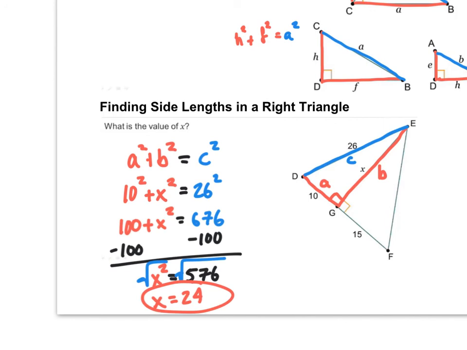And now here's the cool thing. Now that I know that this length is 24, notice how I have another right triangle here. And I could use the Pythagorean theorem to find the length of EF. It's not having us do that right now, but you could do it.